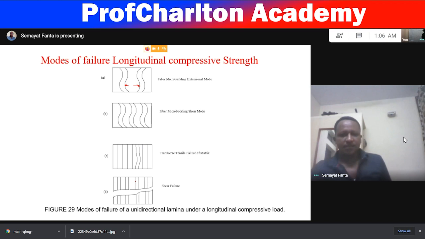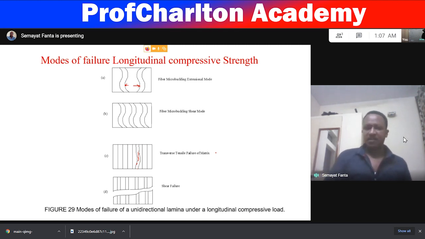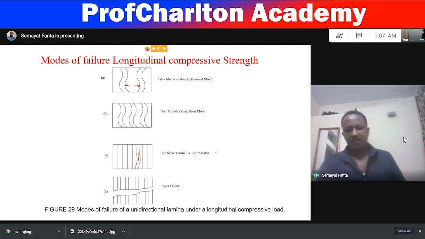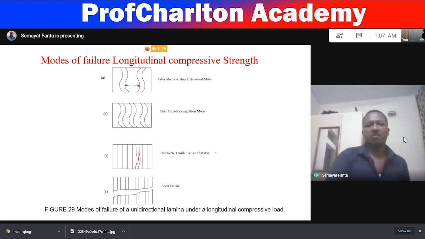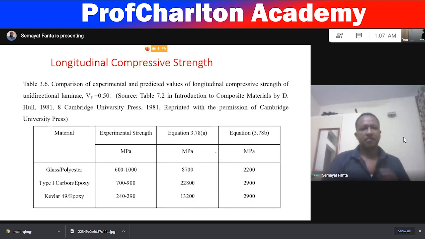Another failure is transverse tensile failure of the matrix. So there is a matrix failure around here. And also shear failure, complete shear of the matrix. This is a type of failure also, especially when it is applied in the lateral direction. There is also matrix microcracking, and delamination at the interface also occurs. So these are some of the failure modes in the longitudinal compressive loading.